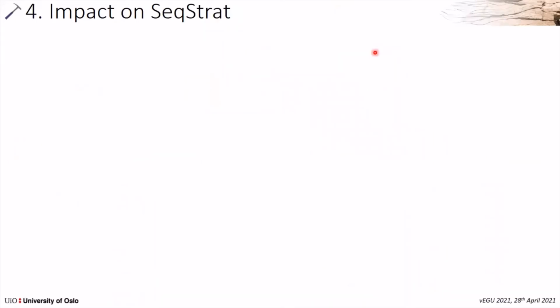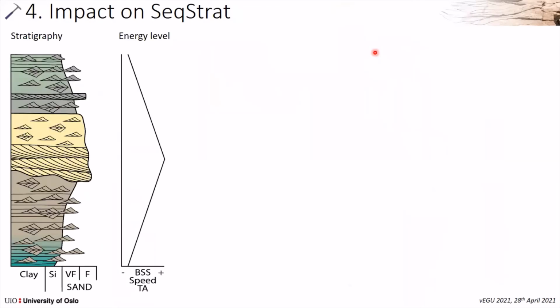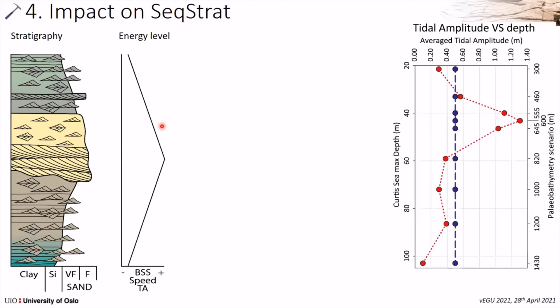Now I want to have a bit more of a conceptual discussion about the impact on sequence stratigraphy. So let's have this very simplified stratigraphy here with a bigrading trend, coarsening up, then fining up. That basically reflects an energy level that first increases and then decreases. And that could be basal maximum bed shear stress, the speed, or the tidal amplitude. It could be an increase of these values and then a decrease.